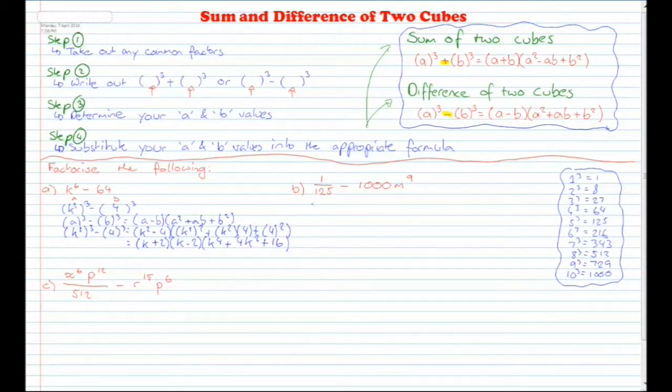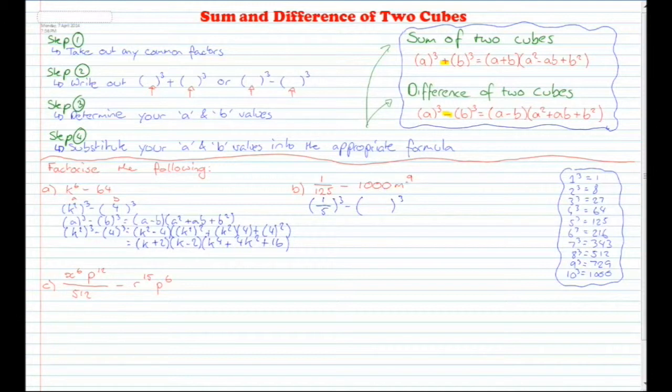Right, this one here being 125 minus 1000 m to the power of 9. Well, are there any common factors? No, there's not. So what we need to do is go through and write out the two brackets. So we've got brackets cubed minus brackets cubed. Now what cubed is going to get us 1 over 125? Well, 1 cubed gets us 1, and 5 cubed gets us 125, so you get 1 over 5 cubed.